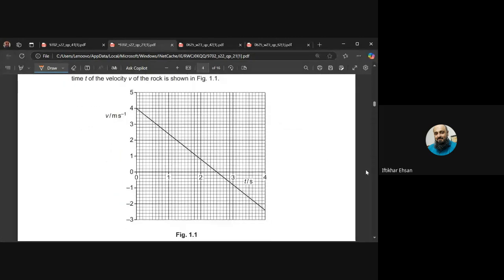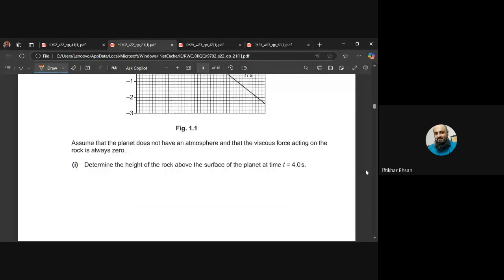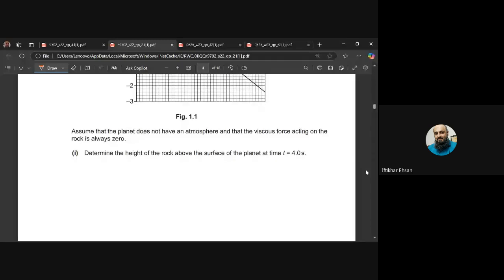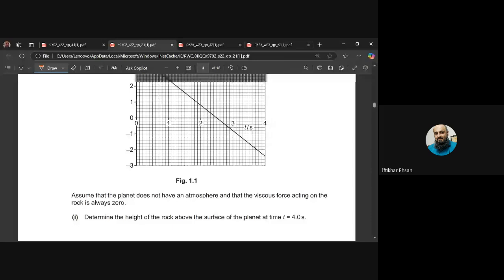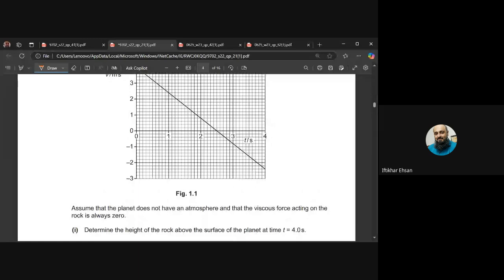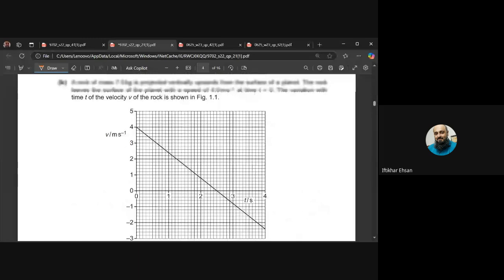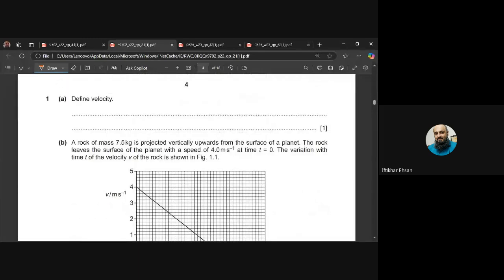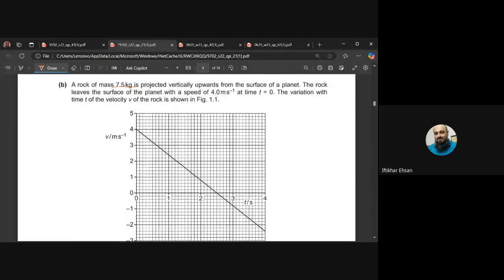Question 1. Velocity, rate of change of velocity, part B, velocity time graph is given. Look above the surface of the planet at time 4. Beta, we have to find height. So we need to read the statement. Mass is projected upward. So upward means we have gone from the surface of the planet. So this is the height risen when moving upward, and this is the height fallen.